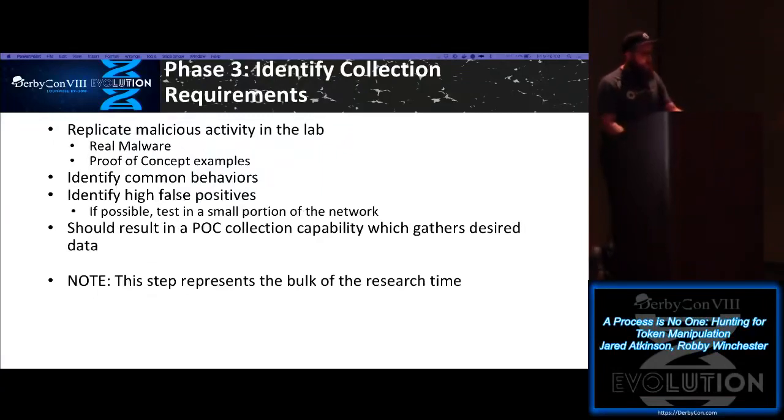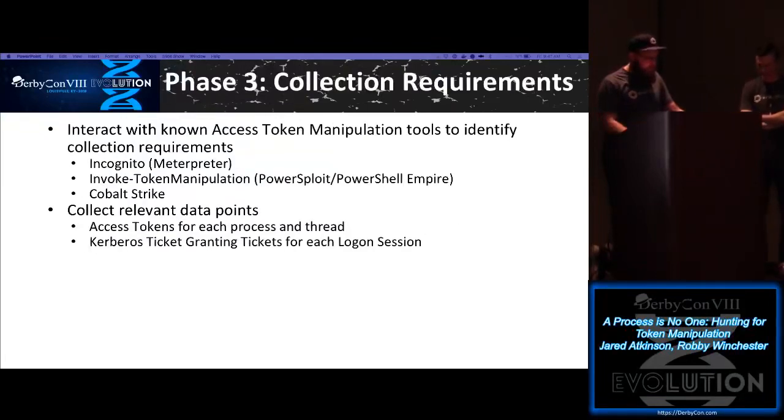All right, so identify collection requirements. So this is the third phase. The idea here would be to find some proof of concepts for these attack techniques, use them in a lab, and start getting an idea for how this might work and how you might detect it. What data do you need to collect, that kind of thing. So we might use real malware or proof of concept malware, open source things like Incognito and Metasploit. We can use Empire, which has Invoke-TokenManipulation. There's tons of different options, but we want to go through that process.